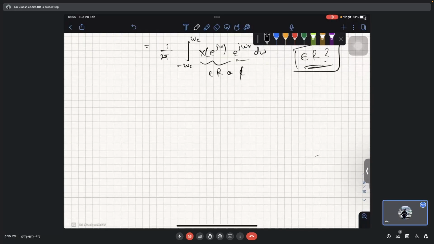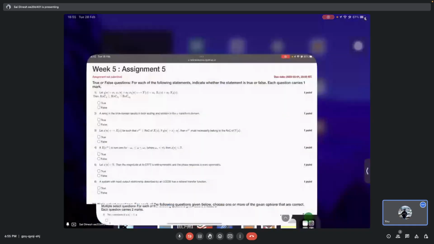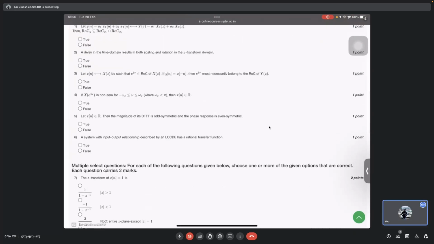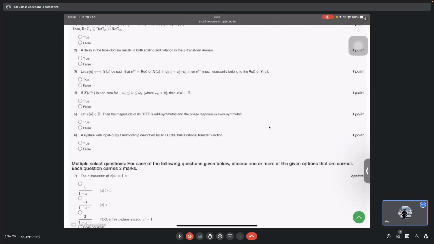Okay. So next question will be, if x of n belongs to R, then the magnitude is odd symmetric and the phase response is even symmetric. Now again, this is from the properties of the DTFT which we have discussed in the previous class. I mean, properties of X of z when x of n is real or imaginary or even or odd. It has been discussed. So it's pretty straightforward. You just need to look at the properties. You will figure that out.